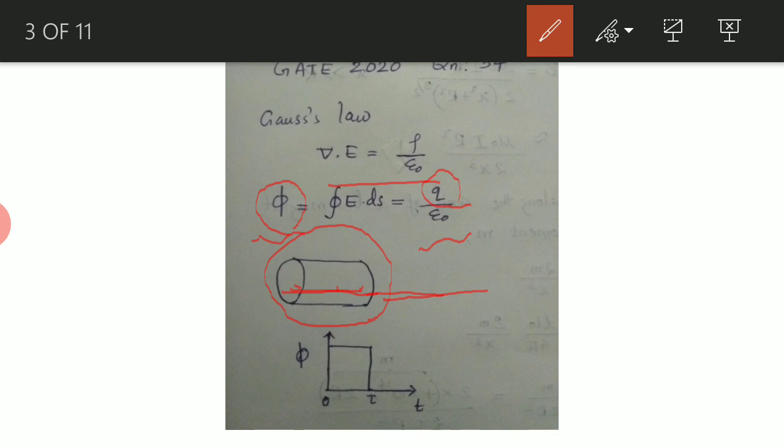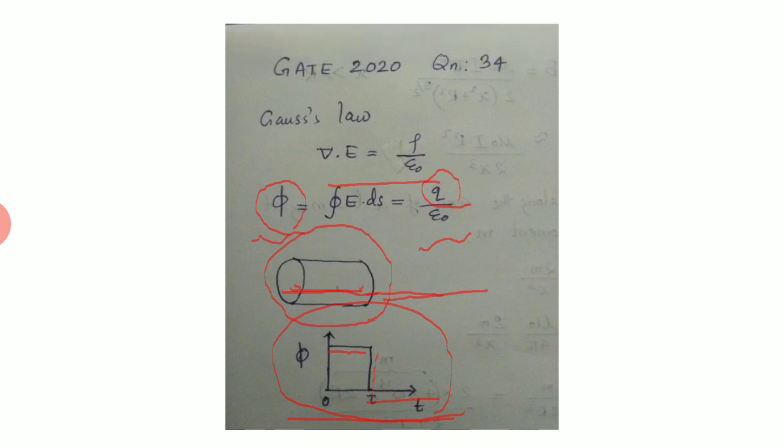So our curve should be like this. From 0 to τ the flux is constant, which is q by epsilon 0, and after time t equal to τ, the flux is 0. So the curve is like this. Option D is the right answer.